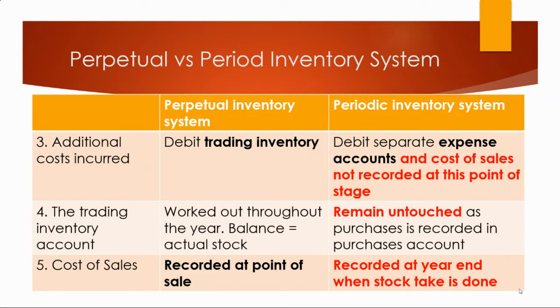Then cost of sales: we record the cost of sales under the perpetual inventory system when we sell something, at the point of sale. Whereas under the periodic inventory system, we record it when we do our stock take at year end. Then we only calculate our cost of sales using the formula that you learned in the previous session.